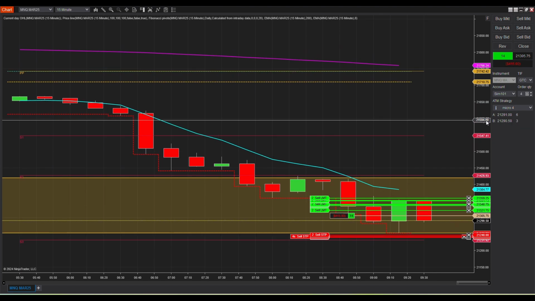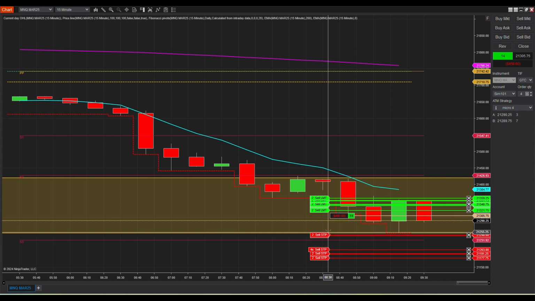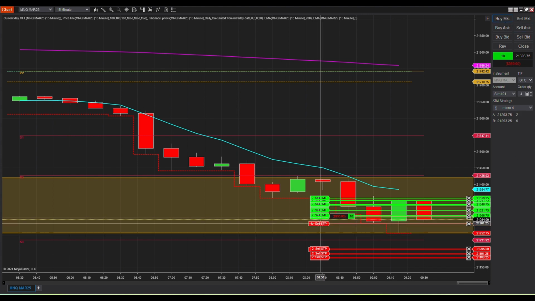We may come down and test that low, so I would like to put our stops right below here, the S3 level. I'm still looking for a return up here to take those out, so this is the low of the day. Another resistance point. Go ahead and take that. These trades should be in and out pretty quick.